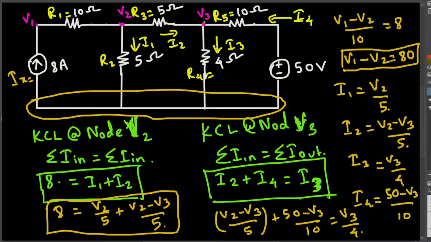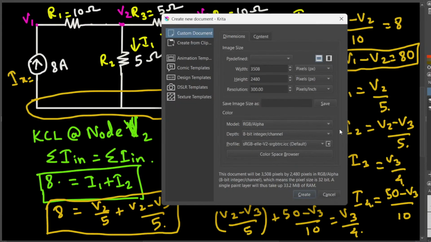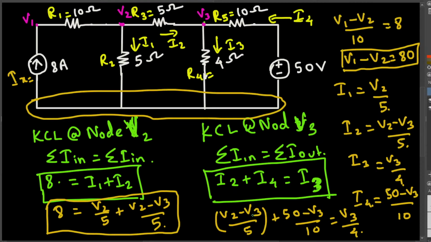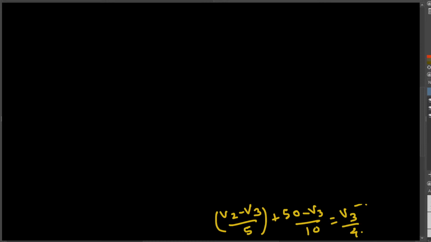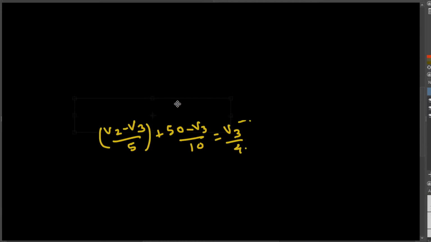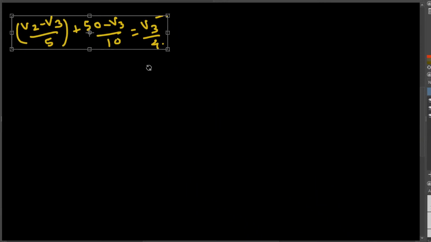Okay, so I need to erase something, or I have to move this to another page. Let's create another page. New page, create, let's go. Okay, so I'm bringing this equation. I'm going to copy paste it right here. Control C, Control V. Okay, let me do that and solve for V3 here.